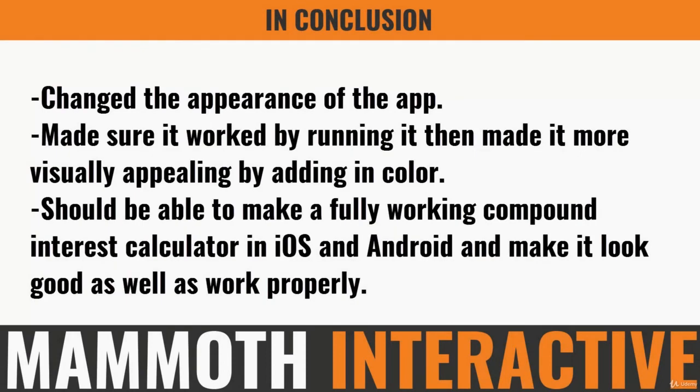In the final part of our tutorial series, we changed the appearance of the app. So we made sure it worked by running it, and then made it more visually appealing by adding in color and changing the sizes and just generally making it look nicer. So by now, you should be able to build a fully working compound interest calculator in both iOS and Android. This involves making sure that it works properly and making sure that it looks good.